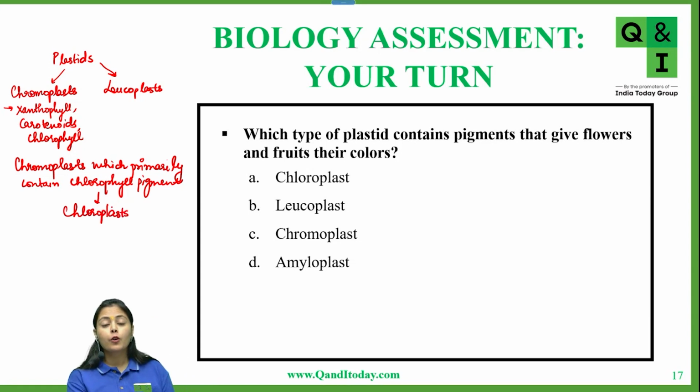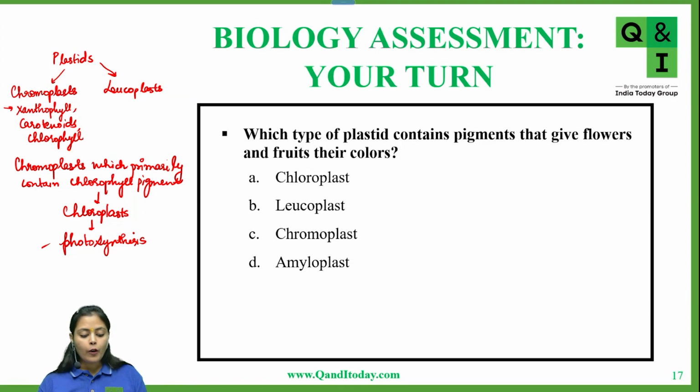Chloroplasts. The main role of chlorophyll pigment is to perform photosynthesis. So if the question comes to you that which type of plastid contains pigments that give flowers and fruits their color, your answer will be chromoplasts, because chlorophyll's main role is to perform photosynthesis. Although it provides green color, its main role is the function of photosynthesis.